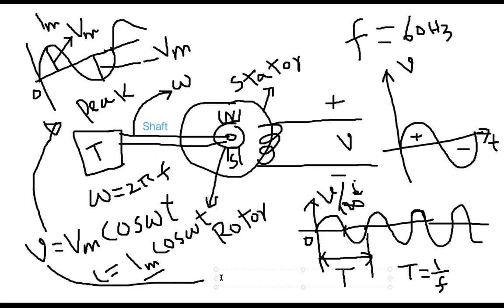Let me write it down. This is called instantaneous. So this small letter v is called the instantaneous value of the waveform. This capital Vm is called the peak or amplitude or magnitude. This means from here to here, this peak point. And the entire thing is called the instantaneous value of the voltage. So instantaneous value of the voltage and peak value of the voltage.